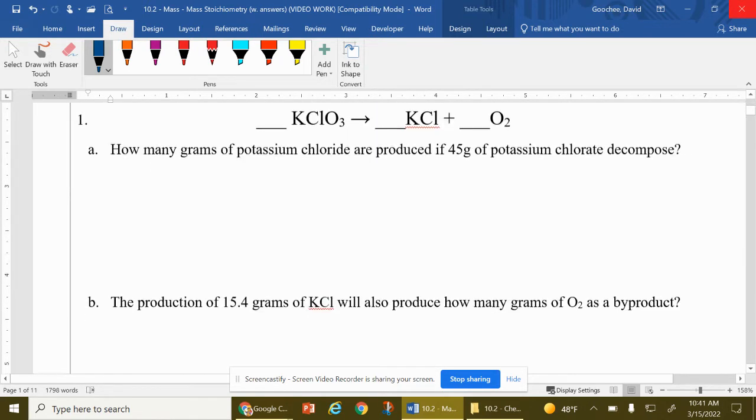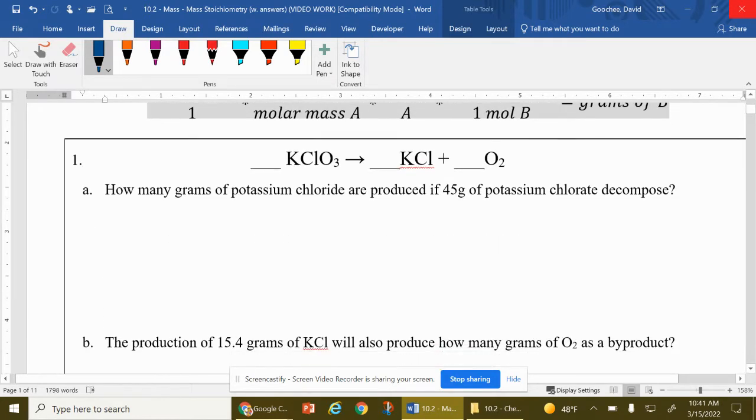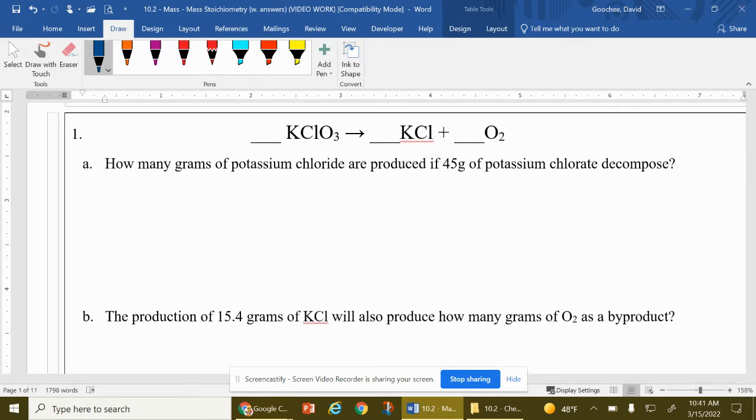I'm going to walk through multiple parts. I'm going to walk through 4 problems here with you, show you how this is going to go. Okay, so let's get going.